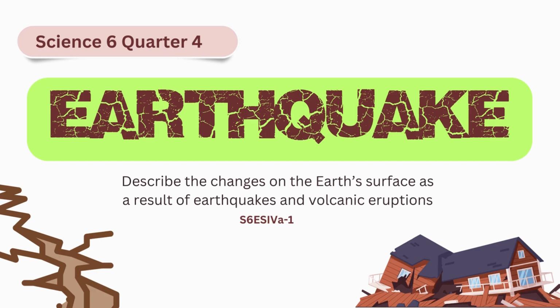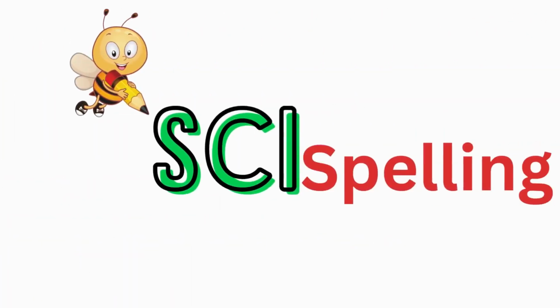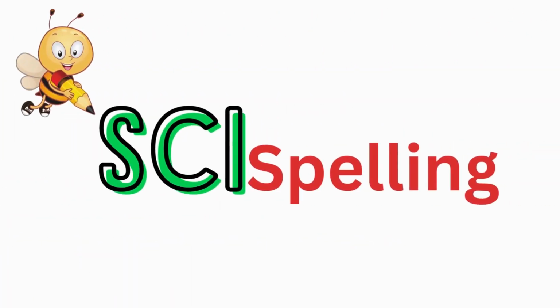Today, we're going to explore the changes that occur on the Earth's surface as a result of earthquakes. Are you ready to expand your knowledge? Let's start with a fun and interactive Sci-spelling activity. I will provide you with a list of words that you need to spell out. Let's work on pronouncing each word fluently and comprehensively to better understand their meanings.